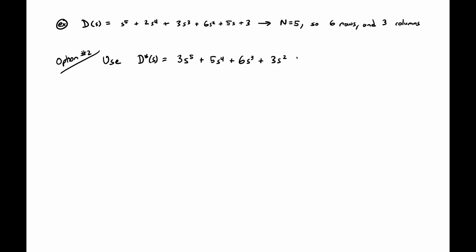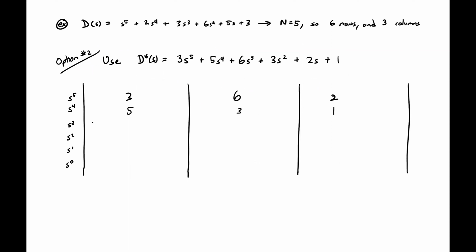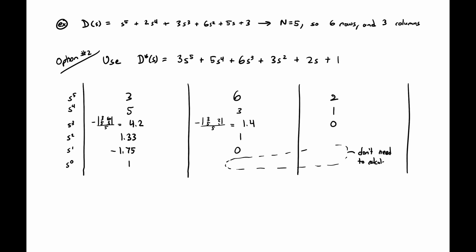Okay, let's go through our second option, right, which is to take that polynomial and just write it in the reverse order of its coefficients and then just do our Routh table as we normally would. 5 rows or 6 rows, 3 columns. Going through and doing the math is exactly as we always would, right? It's the same procedure as normal. And note that we only care about our first column, right? The other 2 don't matter.